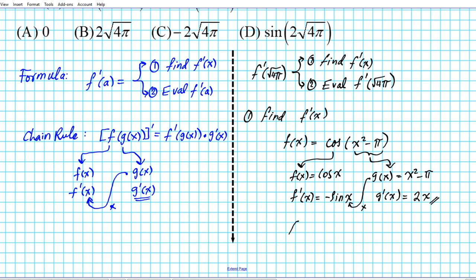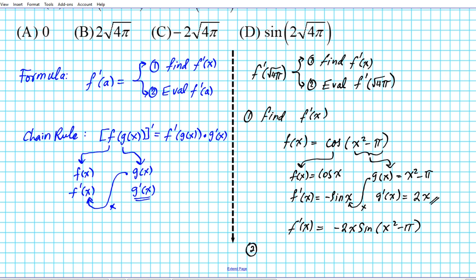F prime is going to be, we can put the 2x first, so negative 2x sine, instead of x, plug in the inner function, x squared minus pi. Alright, so that's f prime.